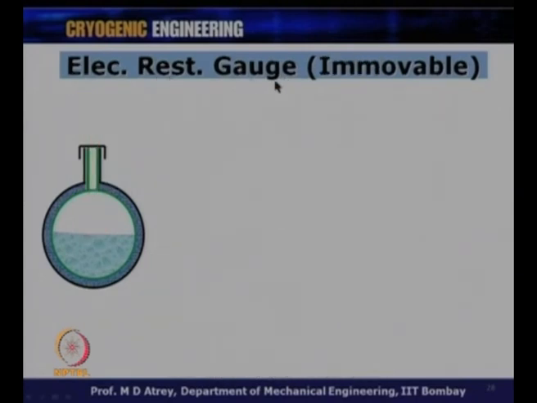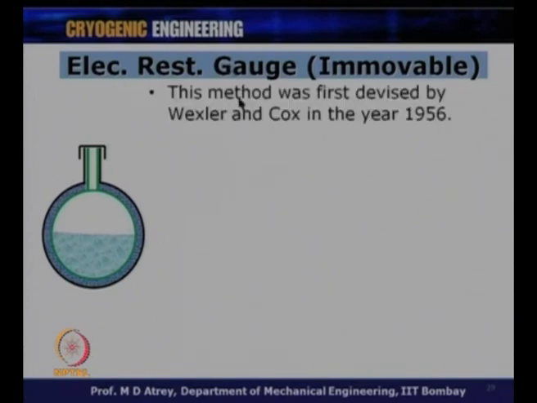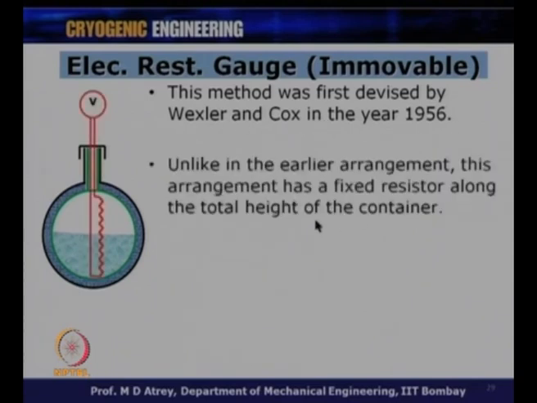Now let us see the electrical resistance gauge when it is immovable. That means there is no movement of the sensor as we did earlier. This method was first devised by Wechsler and Cox in the year 1956. Unlike the earlier arrangement, this arrangement has a fixed resistor along the total height of the container. So what you see here is a fixed resistor. In the earlier case, I had a resistor only up to this point and I would go up and down, or I would move the electrical resistance. While here, I have a resistance coming down from the 100% liquid to the 0% liquid.